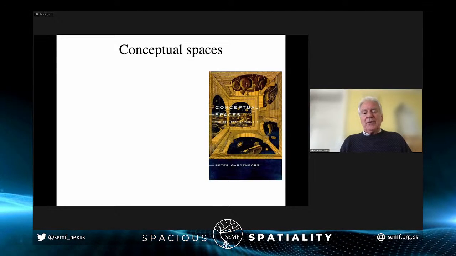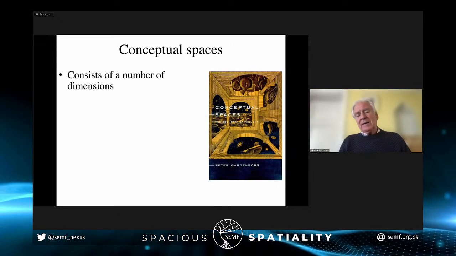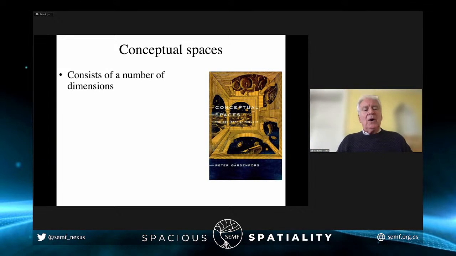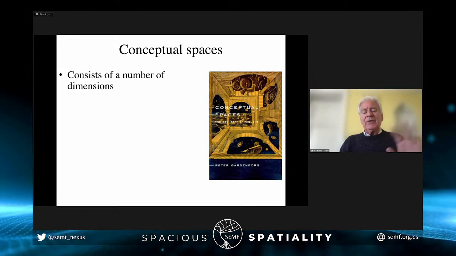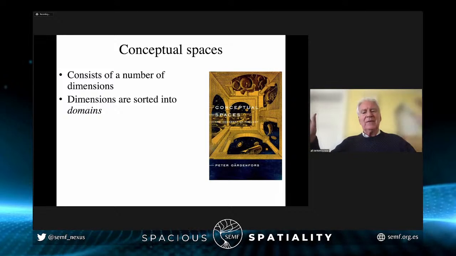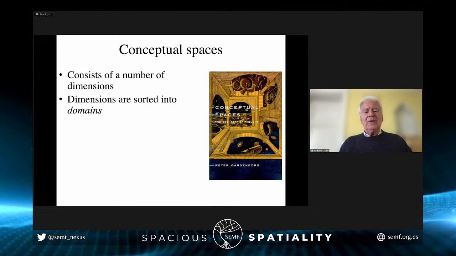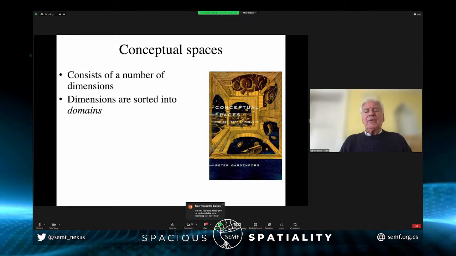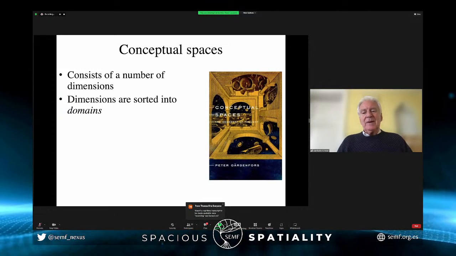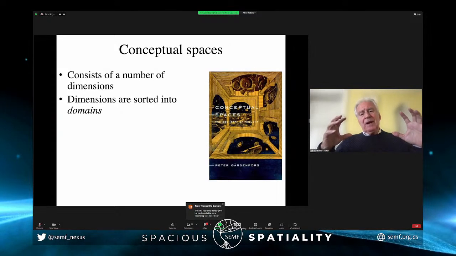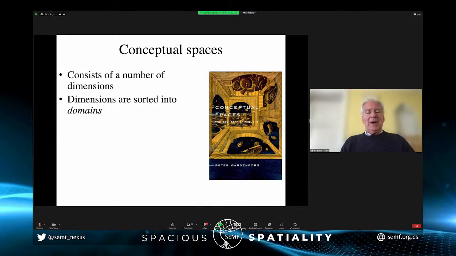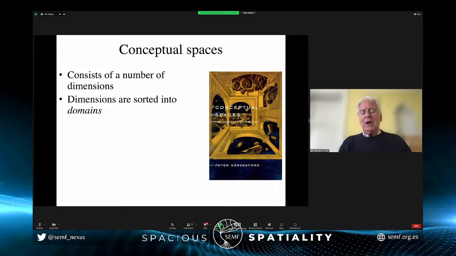So, conceptual spaces. This is a picture of my old book, and the idea is that we build up our perception and our concept world from a number of dimensions. Some of these dimensions are perceptually grounded, like color, like space, like size and weight and temperature and things like that. Some of them are of a more abstract nature. And I don't really have a good definition of what constitutes a domain or a dimension. But the idea is that dimensions are grouped into domains. I already talked about the color domain, which has three dimensions, and they're grouped into this color space.